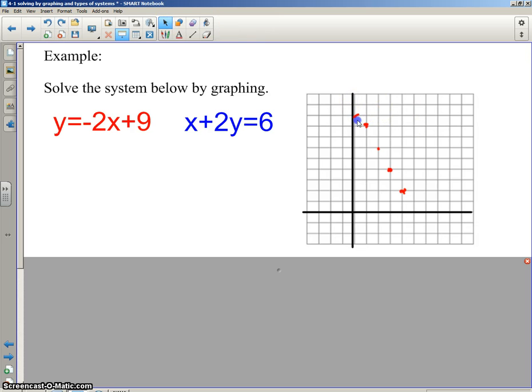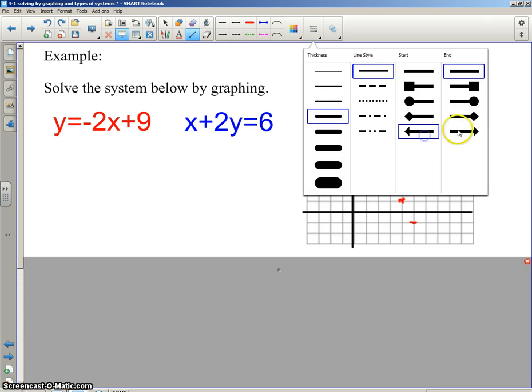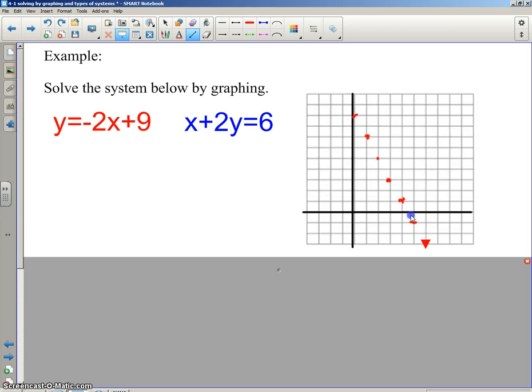Okay. Boom. This is ridiculous. Boom. Boom. Alright. I'll plot one more, and then I'll connect the dots with the straight line. So there is y equals negative 2x plus 9. I'm color coordinating this on purpose. Boom. Okay, that is this one.